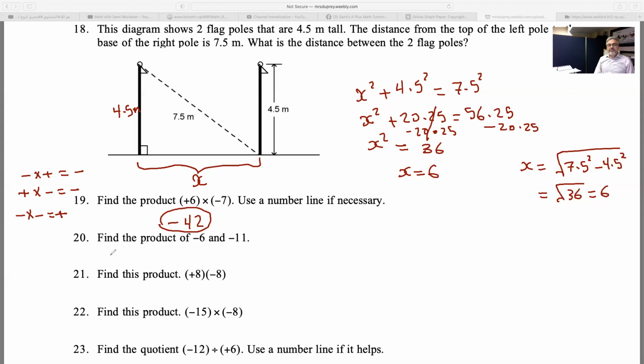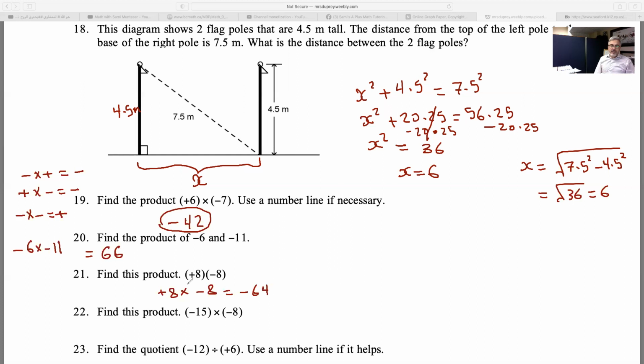Find the product of negative 6 and negative 11. So you have negative 6 times negative 11. So that's negative times negative, as we said, it's positive, and 6 times 11, 66. When it's positive, you don't write it because every number has a positive in front of it. Here, find the product of positive 8 and negative 8. So these little brackets here, when they put them like that, it means multiplying. So this basically means it's positive 8 times negative 8, which gives you negative 64.